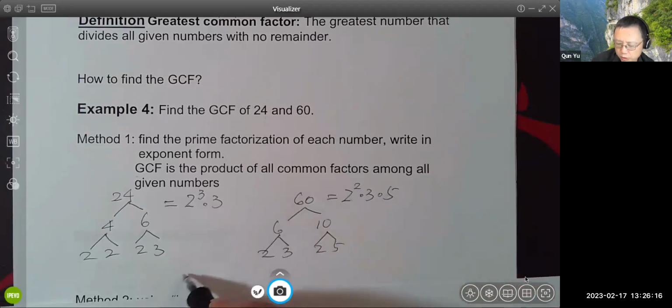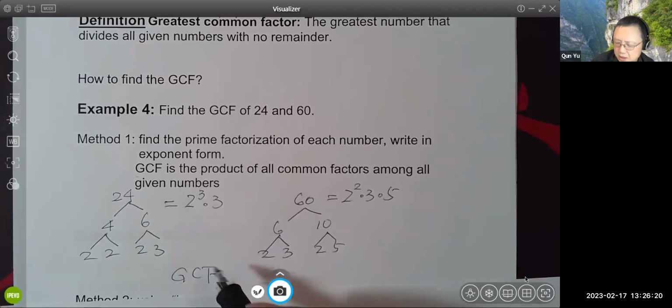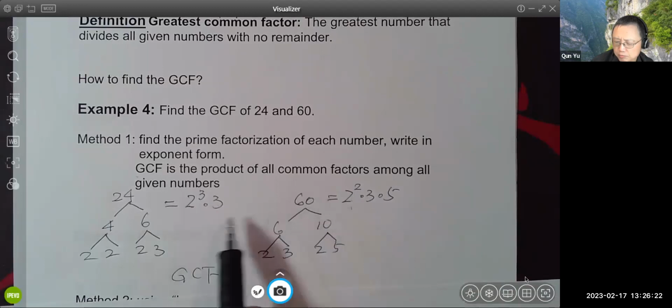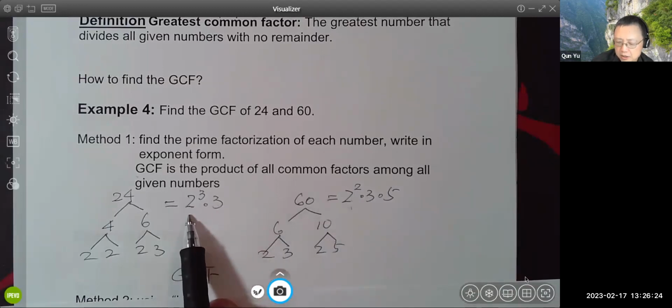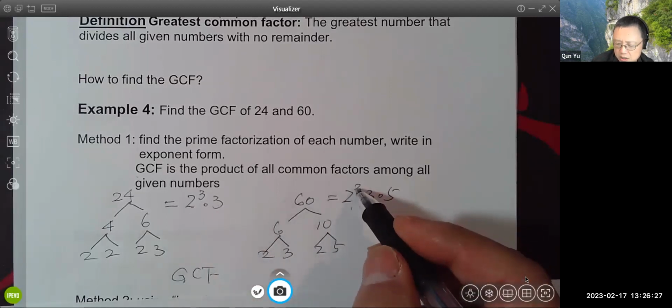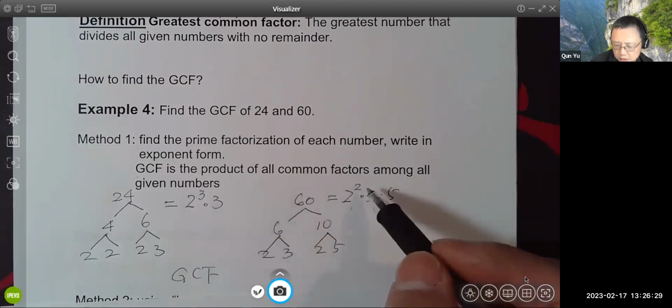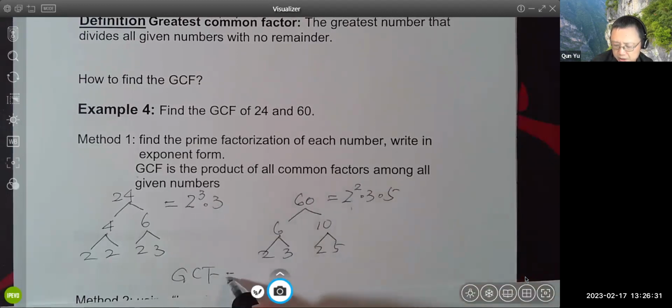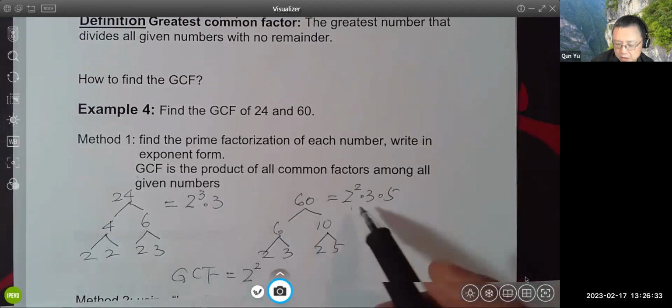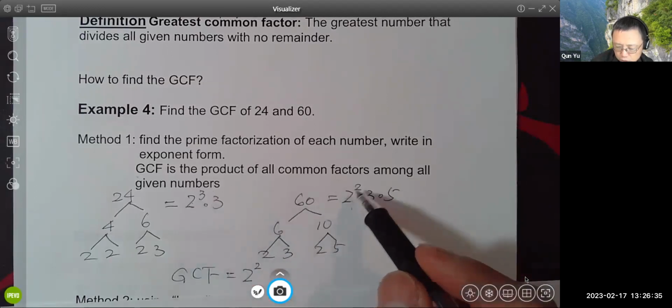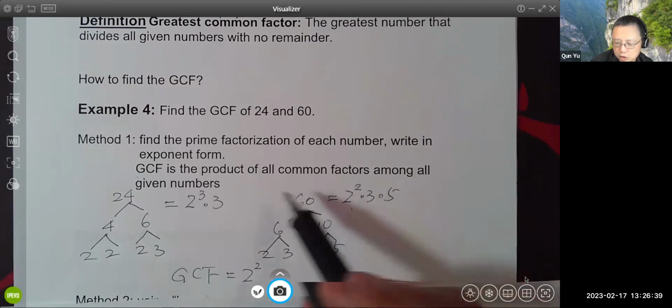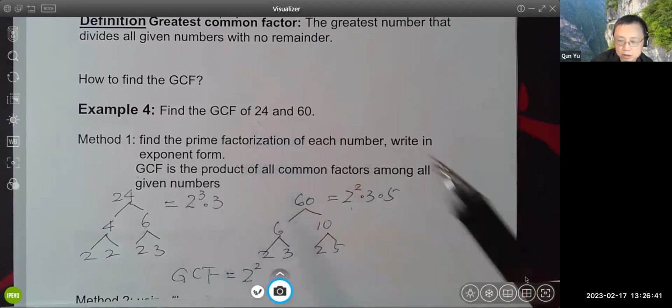Now, our greatest common factor, first they have to be common. 2 is common, both true, but how many 2s are common? You look at the smaller exponent. This is smaller. 2 2s are common. Everybody has 2 2s, but not everybody has 3 2s, right? That's why 2 2s are common. So you look at the exponent, and pick the smallest one if you have more than 2 numbers to work with.